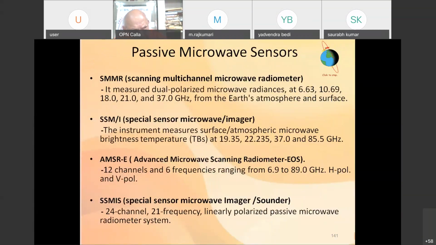SFMR operating at 18, 21, 6 and 10 gigahertz. Scanning multi-channel microwave radiometer, and the special sensor from 19 to 85. AMSR-E 6.9 to 89. SSM/I again 24 channels, 21 frequencies. Why we are showing this here is because these are the data that we use for our passive microwave sensors.